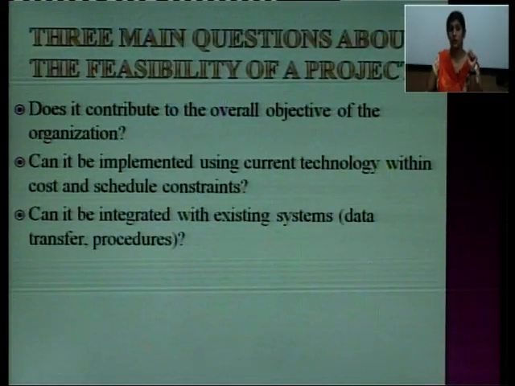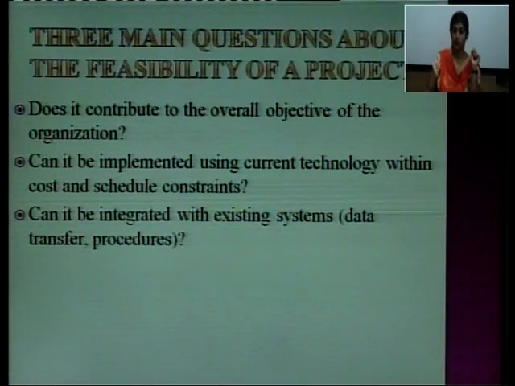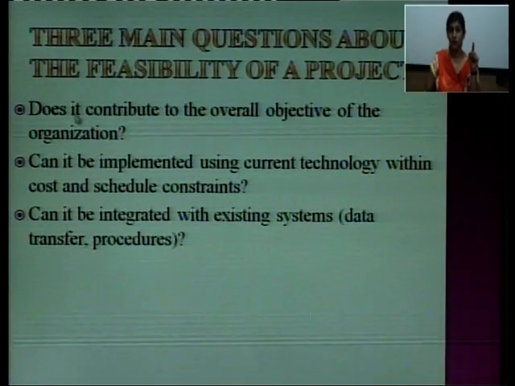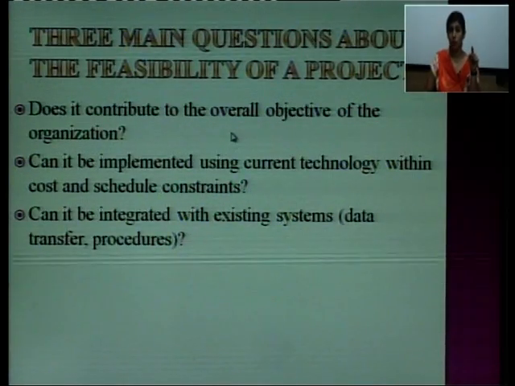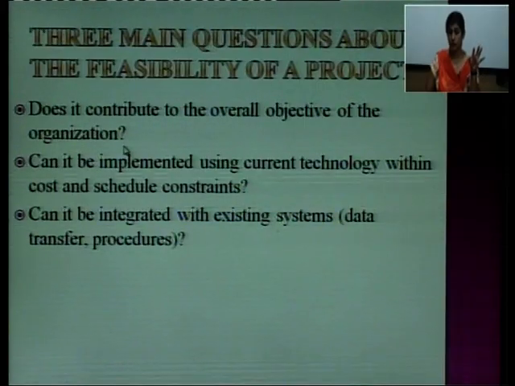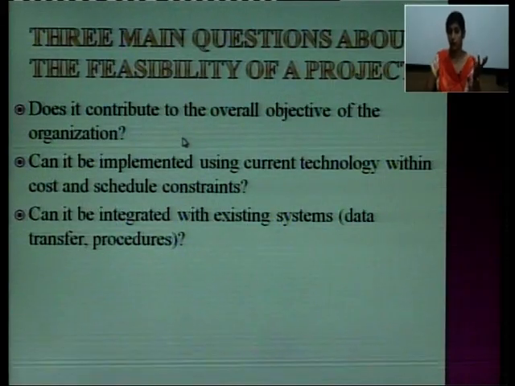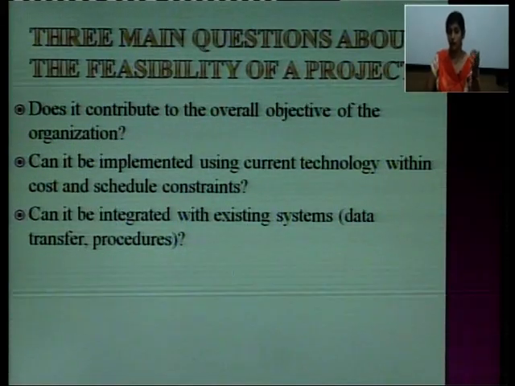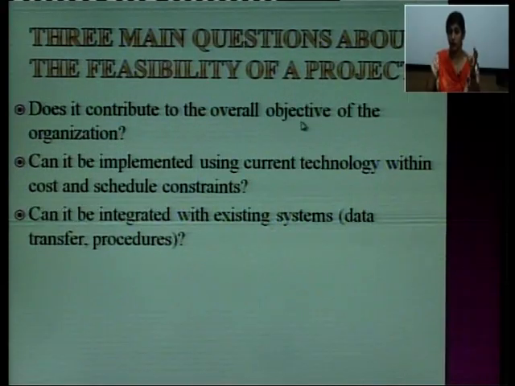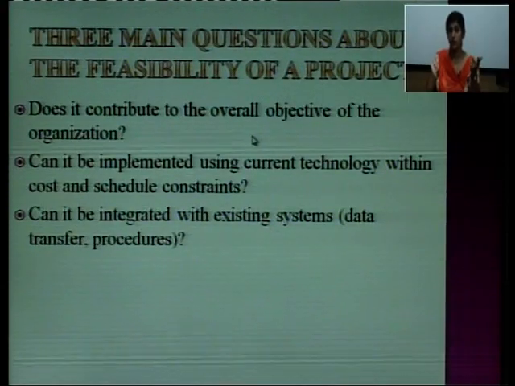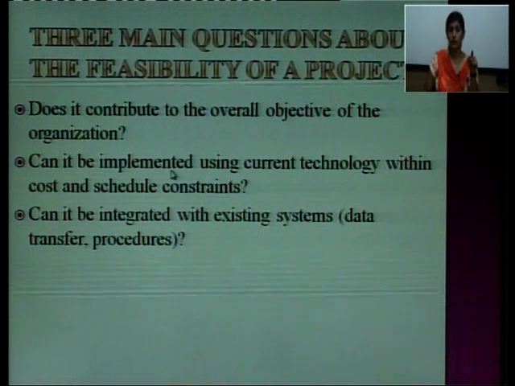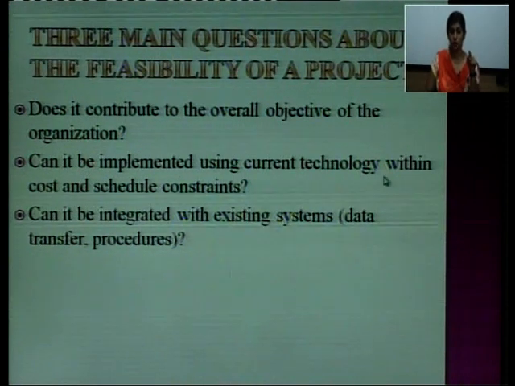Now, three main questions about the feasibility of a project. Again, I repeat the three questions. Does it contribute to the overall objective of the organization? That means, for the project you are preparing or the data you have collected, is it fulfilling the requirements, and is the system you are preparing according to those specifications? And can it be implemented using current technology?